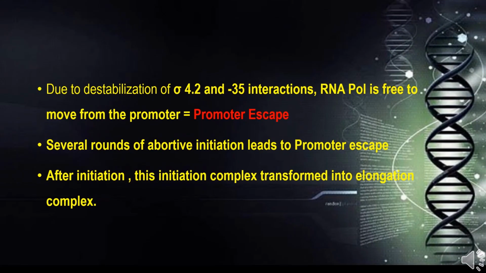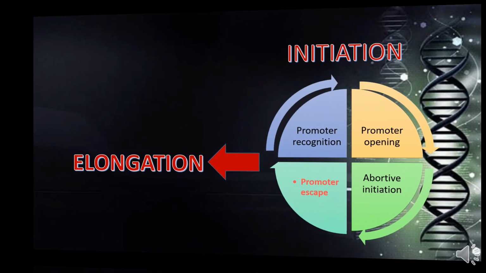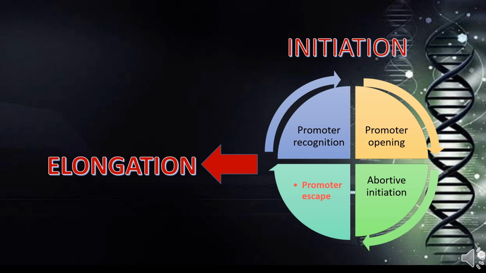Due to destabilization of sigma 4.2 and -35 element interactions, RNA polymerase is now free to move from the promoter. This free movement of RNA polymerase from the promoter leads to promoter escape. Several rounds of abortive initiation lead to promoter escape. After initiation, this initiation complex transforms into the elongation complex. Then that's all about the initiation of transcription.